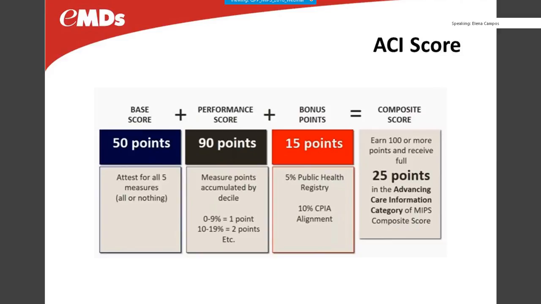So a little bit more about the ACI score. There's a base score of 50 points, which is an all or nothing amount of points given for attesting to the 5 required measures. There's a performance score, so depending upon how well the clinician performs on those measures, another 90 points is possible. And then there's a possible 15-point bonus for registry reporting and the use of a certified EHR. So then that gives us the 100-point maximum score that's required to receive the full 25 points toward the MIPS overall composite score.